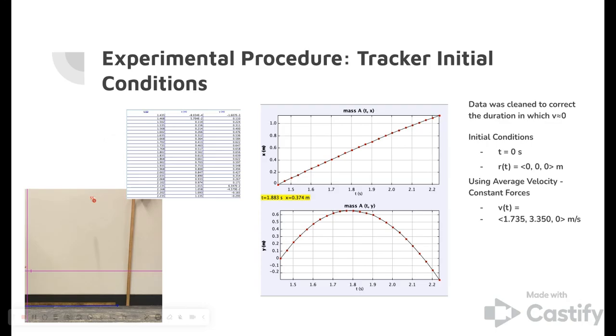So on the left, you could see our video, or a snapshot of the video. That point marked is the maximum height that the ball went. So the initial conditions we used were time started at 0 and position started at (0, 0, 0). And then we used average velocity, which we calculated in the previous slide.